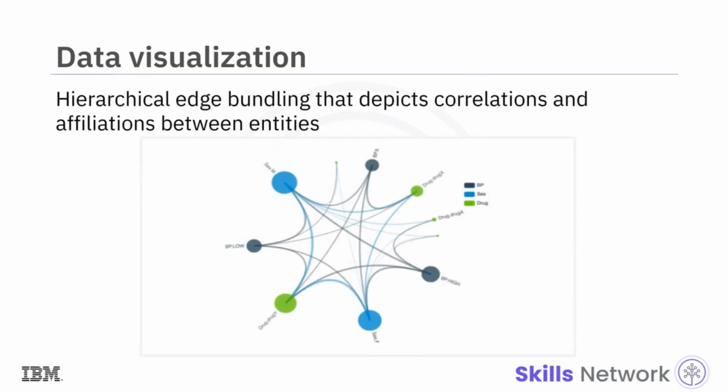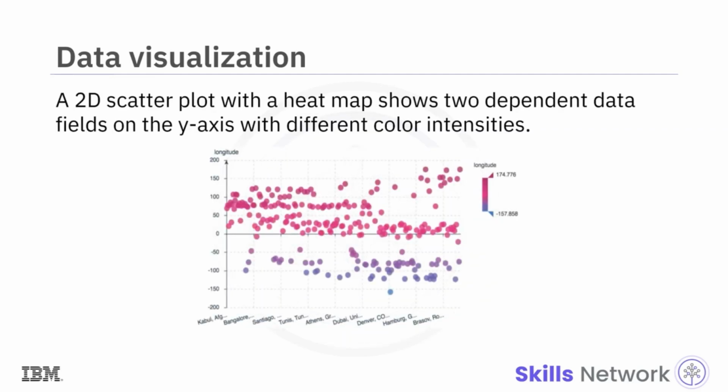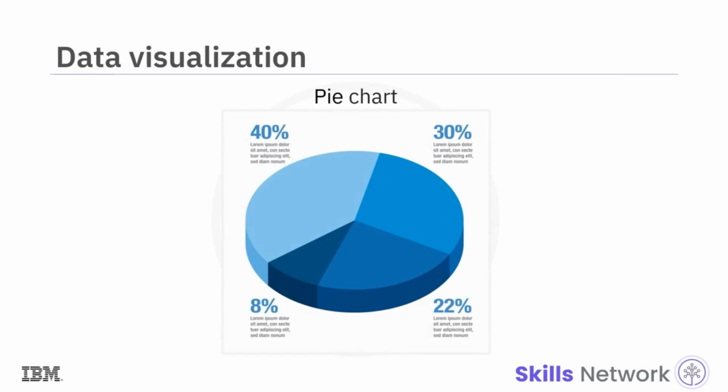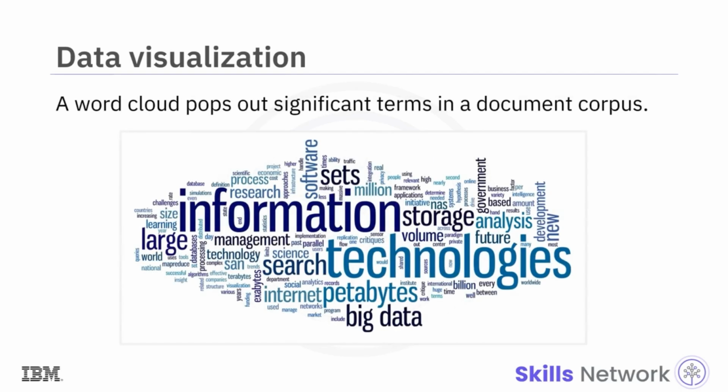Another data visualization is hierarchical edge bundling that depicts correlations and affiliations between entities. If sufficient, a classic bar chart can do the job as well. A 2D scatter plot with a heat map shows two dependent data fields on the y-axis with different color intensities. A tree map shows the distribution of subsets within a set. The famous pie chart does the same, but in a non-hierarchical manner. And finally, a word cloud pops out significant terms in a document corpus.